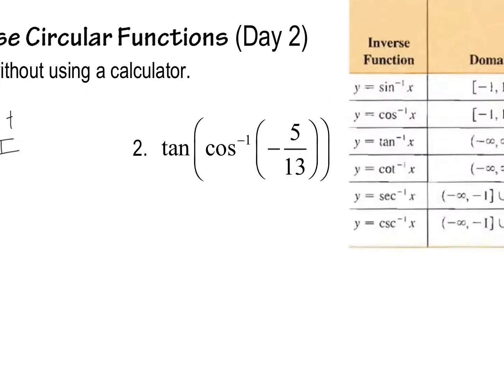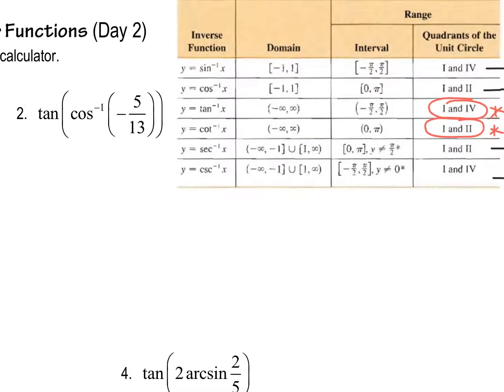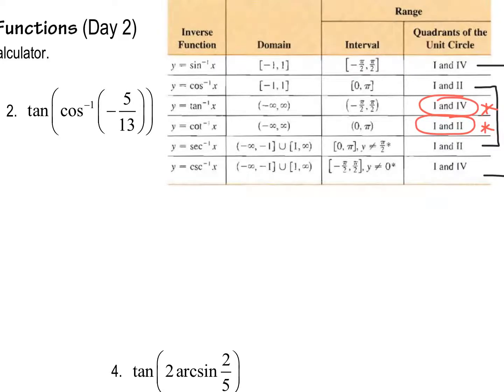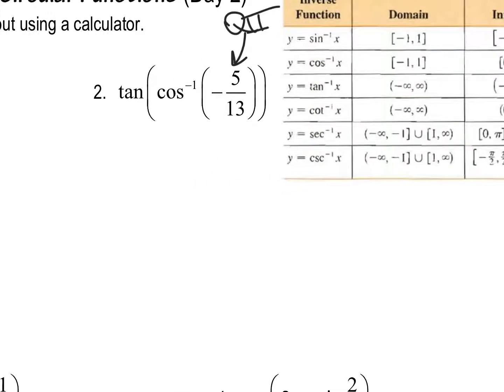Same thing for number 2. Let me show the chart here also. We're given a cosine problem that is negative. And so looking over here, our cosine is in quadrant 1 and quadrant 2. Well, I know in quadrant 1 it's positive, so this must be in quadrant 2. So what I'm going to do is draw a triangle in quadrant 2. And again, I'm ignoring this right now. I'm only working on the inside of the parentheses here.